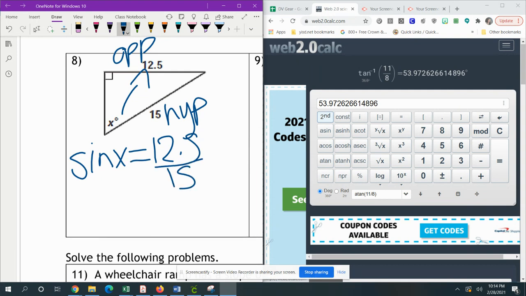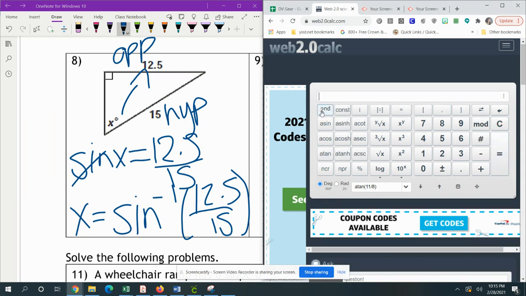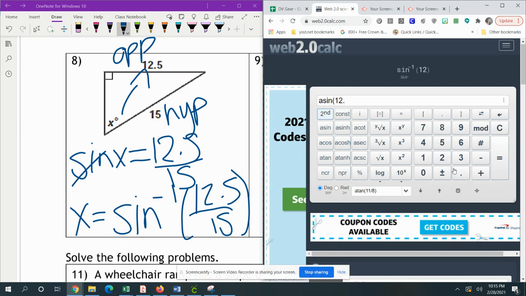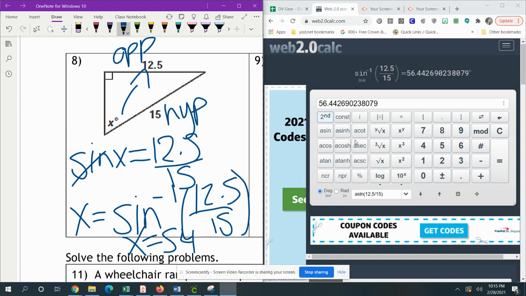But since we are looking for x, we can't have this sine here. So when we move it to the other side, to figure out what our angle is, we have to do inverse sine of 12.5 over 15. Let me go ahead and delete this. The inverse sine of 12.5 divided by 15. Enter. That gives me 56.4. So my angle x, if I round to the nearest degree, will be 54 degrees.